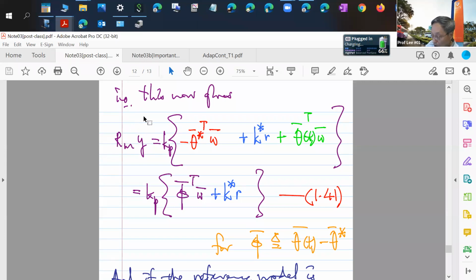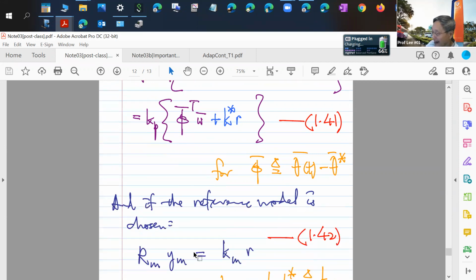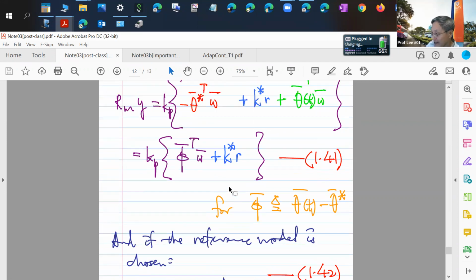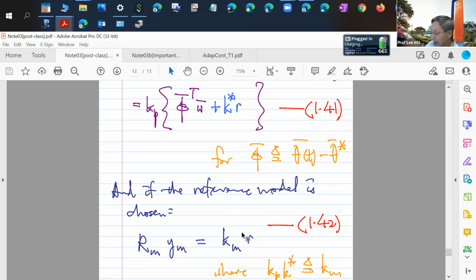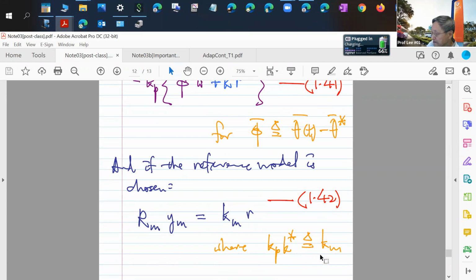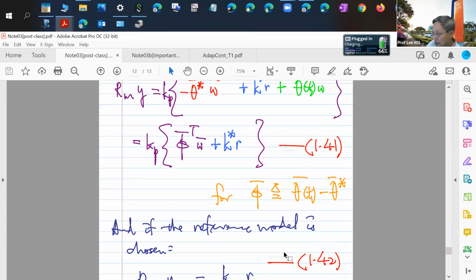The reference model polynomial, which you want as a closed loop, Rm, you will specify of degree n star, stable Hurwitz. So the moment parameter error is 0, it collapses to Rm y equals Kp k star r, exactly as what we had wanted. And now the reference model will be this clearly, where Km is actually Kp k star.